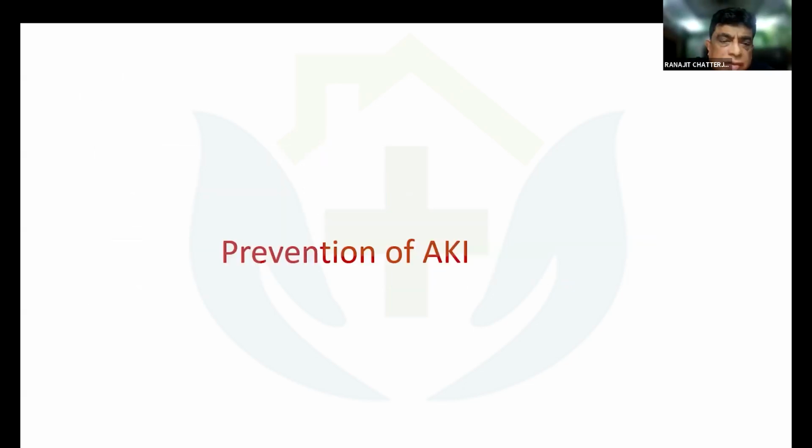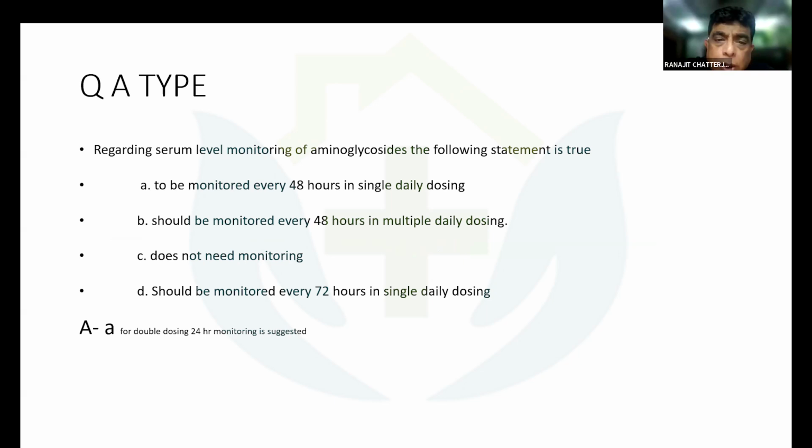So very quickly to the prevention of AKI, you should be knowing about this question because these are typical questions that might be given because of the KDIGO guidelines. So regarding serum level of aminoglycosides, which one is true? To be monitored every 48 hours in single daily dosing, should be monitored every 48 hours in multiple daily dosing, does not require monitoring, should be monitored every 72 hours. I've already given you the answer. Should be monitored every 48 hours in single daily dosing. Many people still now follow a double dose, which is not right. But still, if you are giving a double dose, there should be 24-hour monitoring.